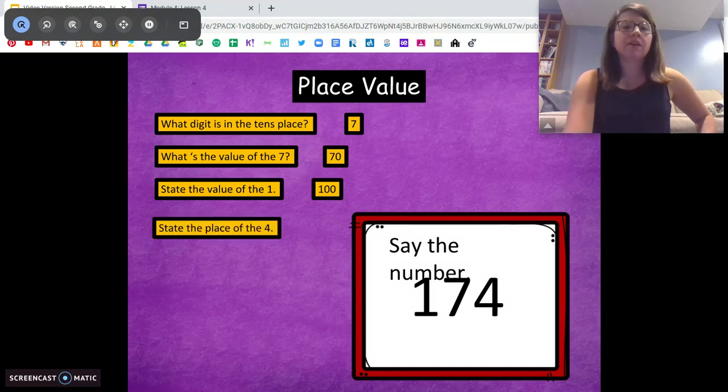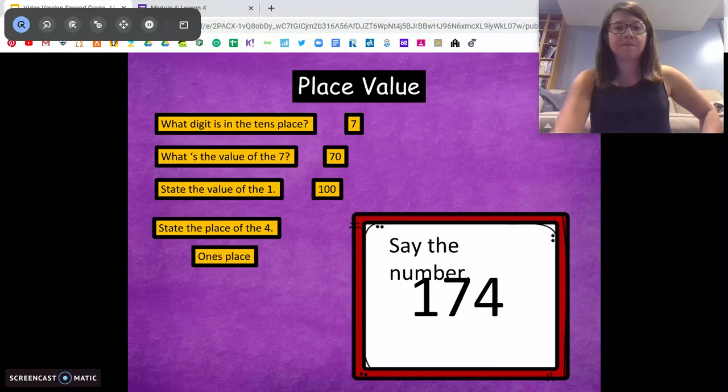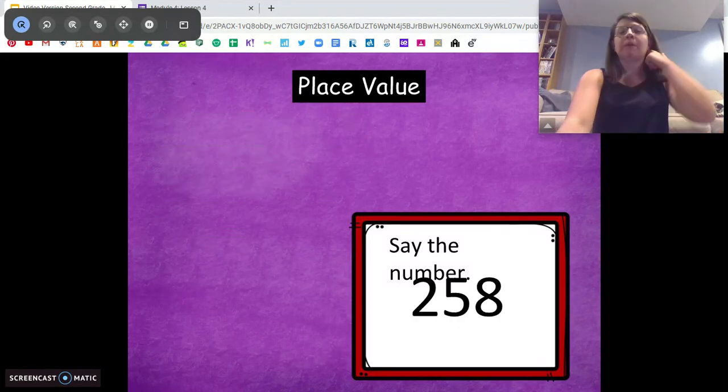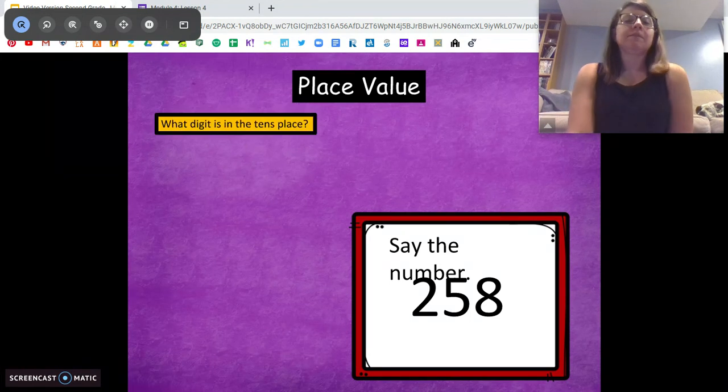100. Very, very good. And what's the place of the 4? So don't tell me the value. What place is the 4 in? The 1s. Very good. All right, let's try another number. Say this number. 258. Awesome. What digit is in the tens place?